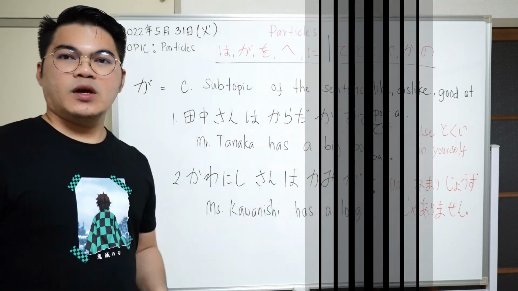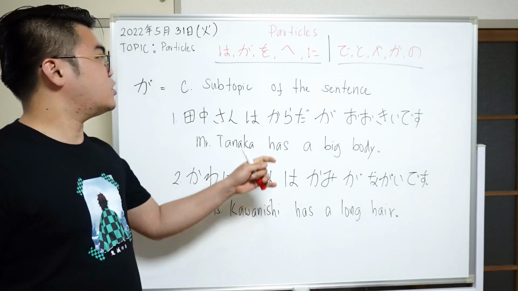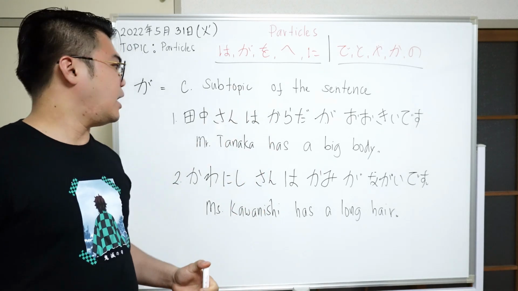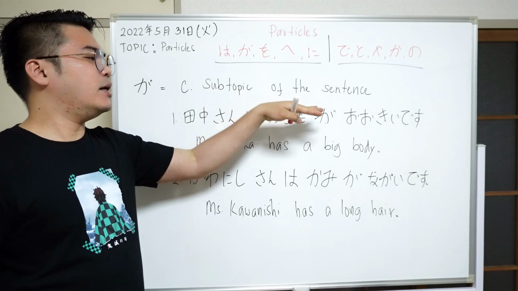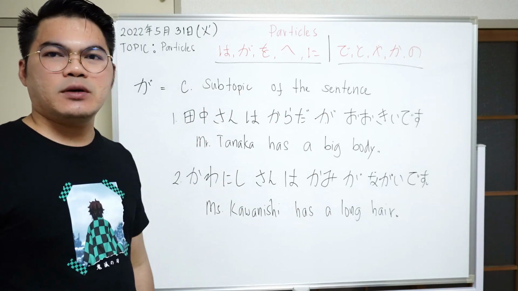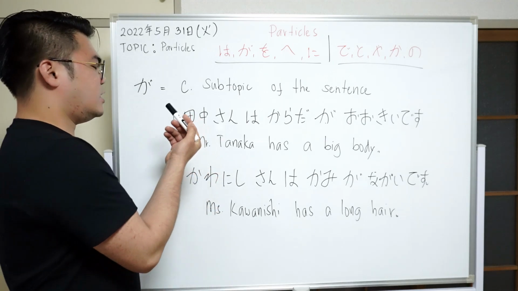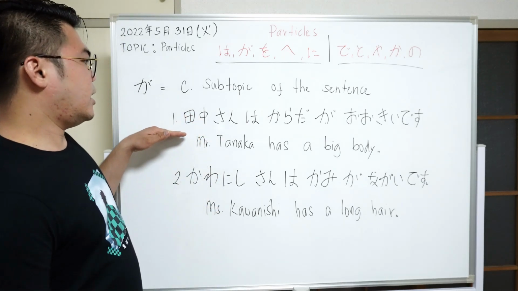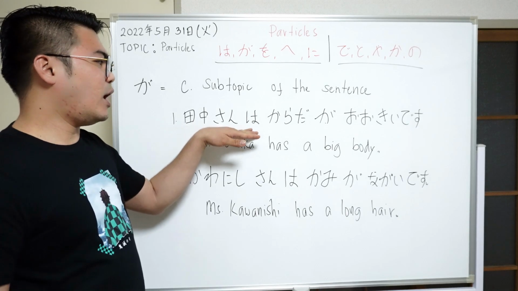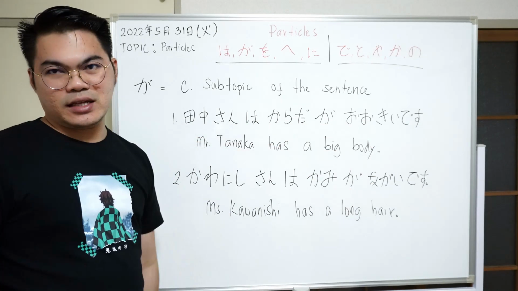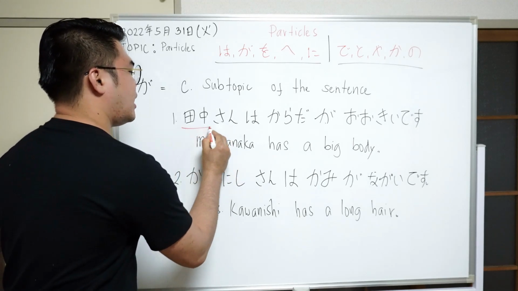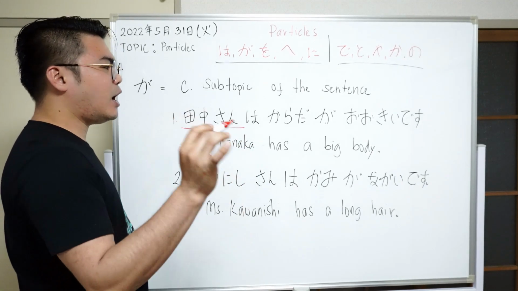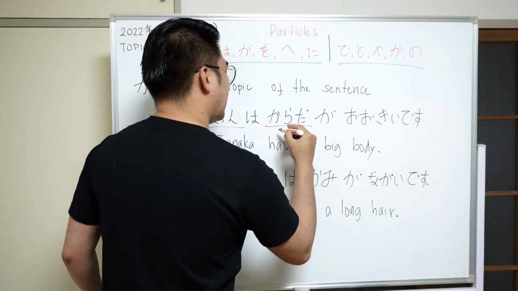Okay, the third and last usage of particle ga in basic Japanese is to indicate the subtopic of the sentence. So what is the subtopic of the sentence? Let me read the sentence here. Tanaka-san wa karada ga ooki desu. Our topic here is Mr. Tanaka, and our subtopic is karada.